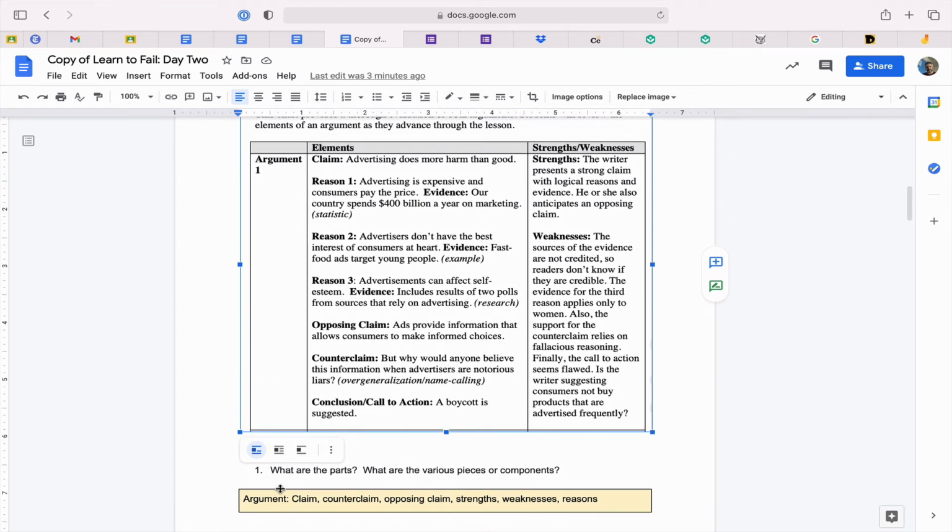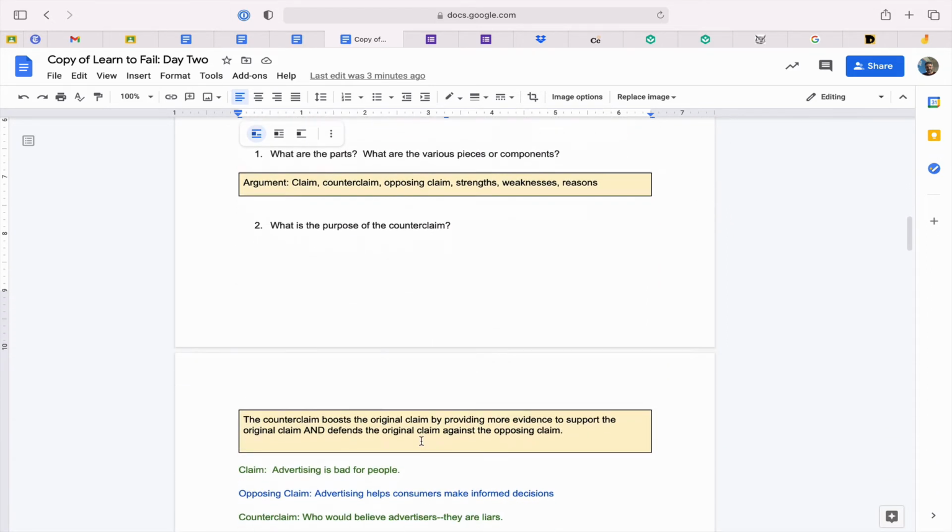So, number one, what are the parts? What are the various pieces or components? And this comes from elements. So a correct answer would be argument, claim, counterclaim, opposing claim. You could include strengths and weaknesses, that's fine, and reasons.